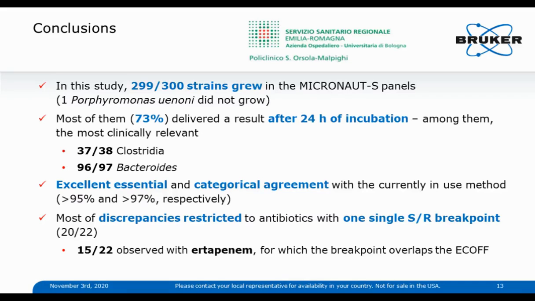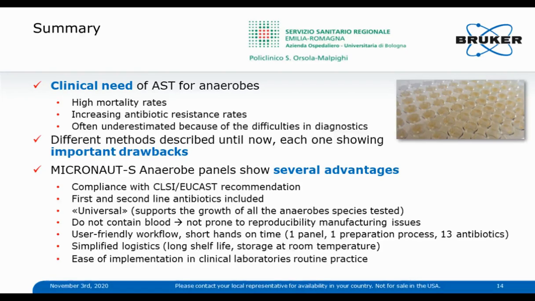An excellent agreement with the lab standard methods was found, and most of the discrepancies were restricted to ertapenem, for which the EUCAST breakpoint is surprisingly low and overlaps with the epidemiological cutoff. The MICRONAUT system proved to be a very user-friendly method with a short hands-on time. Therefore, it proved to be suitable for routine testing of anaerobes.